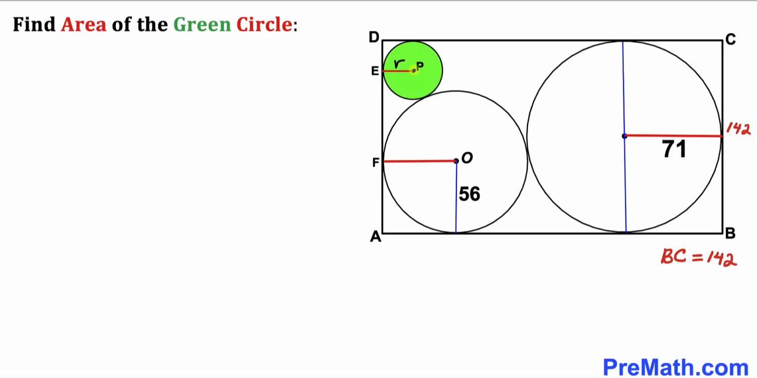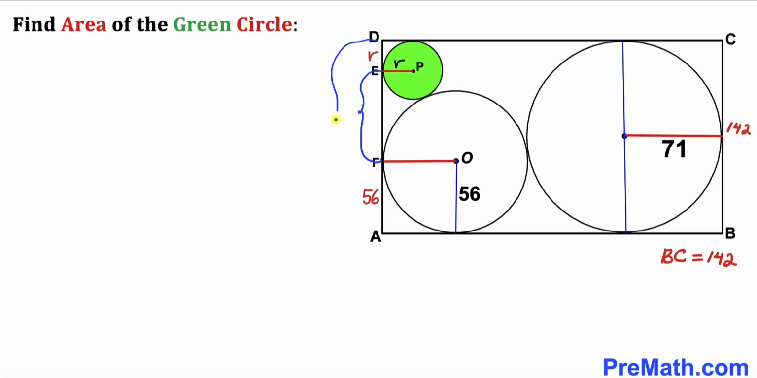Since this is going to be the radius R as well, this distance DE is going to be R. Now let's focus on this medium circle. Its radius is 56. Therefore this AF distance is going to be 56 units. Now let's find this distance EF, and that is going to be equal to this.